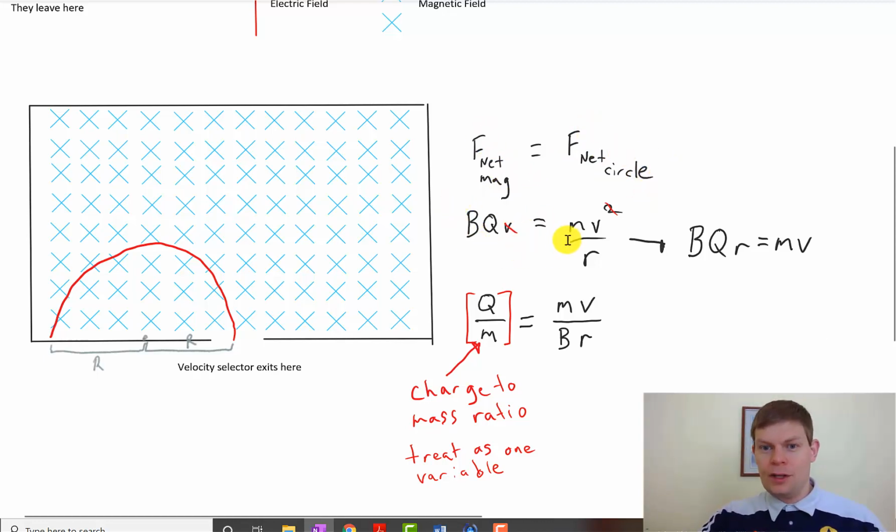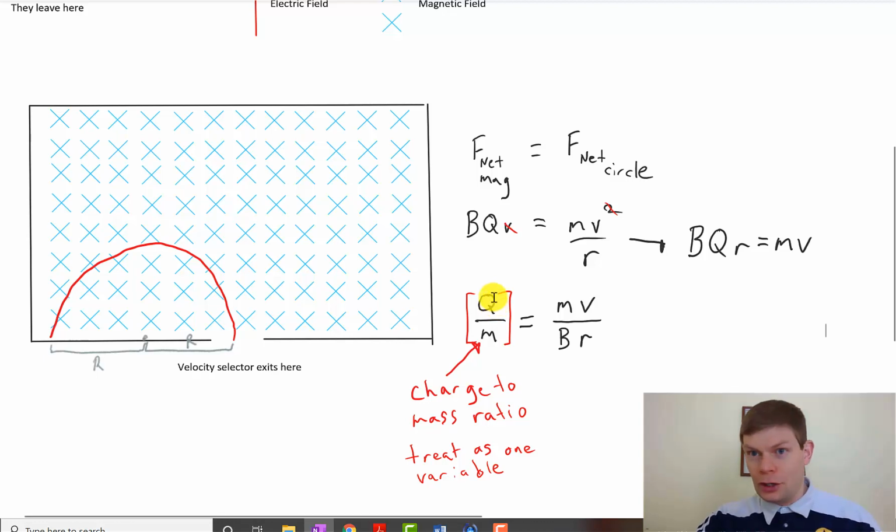So we're doing our F net equals F net circle trick. So BQV equals one of our circular motion formulas, our centripetal motion formulas, mv squared over r. We can cancel out one of our v's. And then there are two ways we can go, depending on what we want. The usual way you use a mass spectrometer is you solve for Q over M, and you treat that as one variable, and that is called your charge per mass ratio. You're taking your charge divided by mass, and that's a quantity. And that is a big indicator.